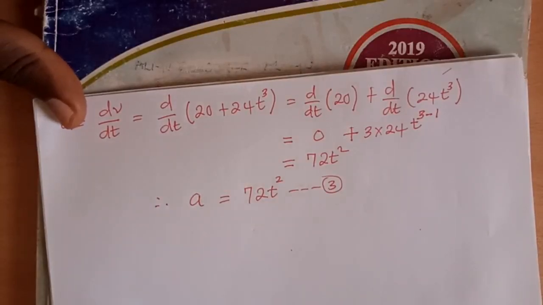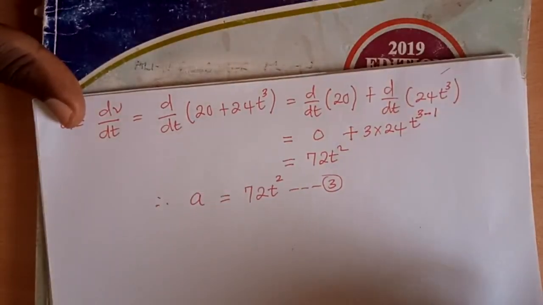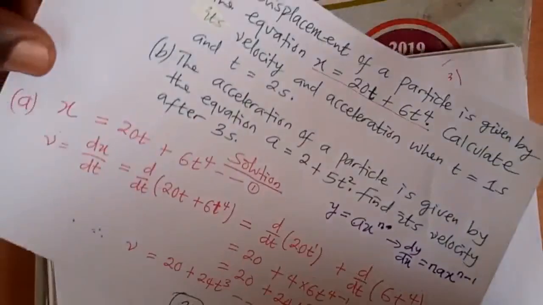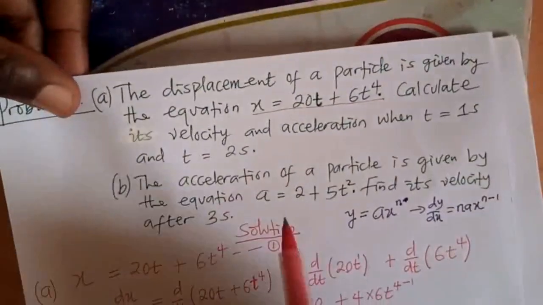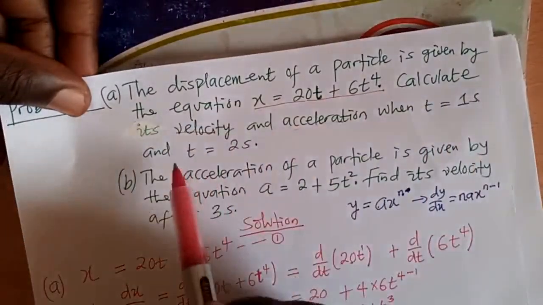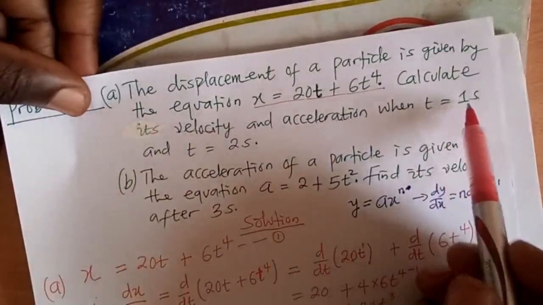Now if I want to find the velocity after 2 seconds, if you look at the problem, it said velocity and acceleration when t is 1 second and when t is 2 seconds. So I'm going to take the 1 second first.